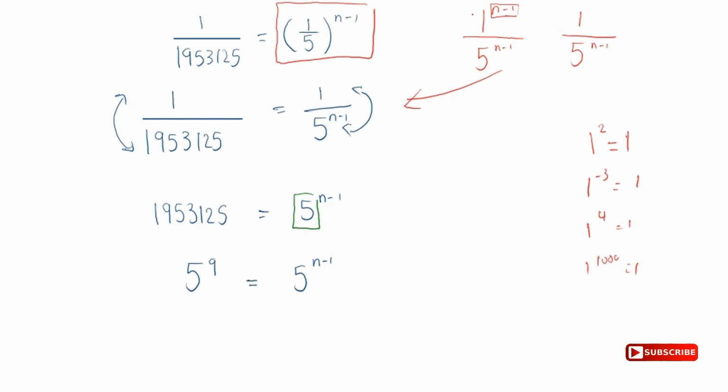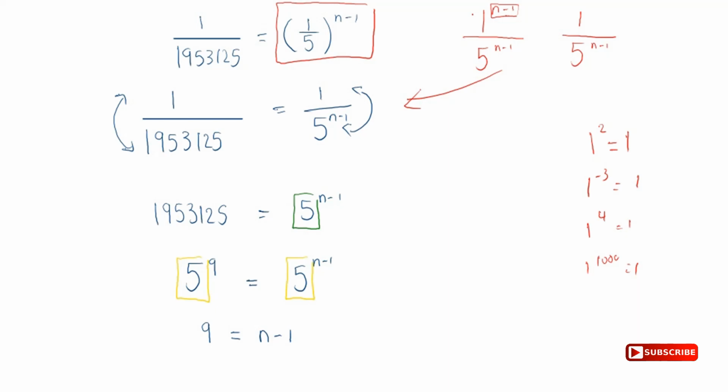5 to the power of 9 is equal to 1953125, right? And then from here, guys, what do we see? We see that we have the same bases on the left hand side and the right hand side, the same base of 5. And from here, you can simply drop your exponents, and you're going to have 9, which is equal to n minus 1. And you can just simply solve for n, right?